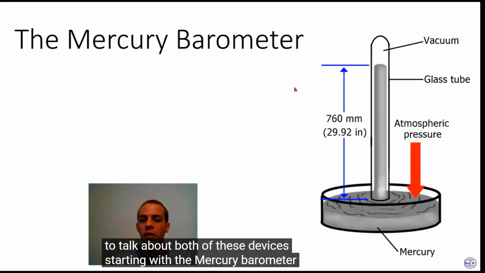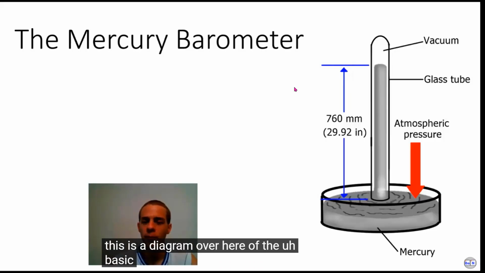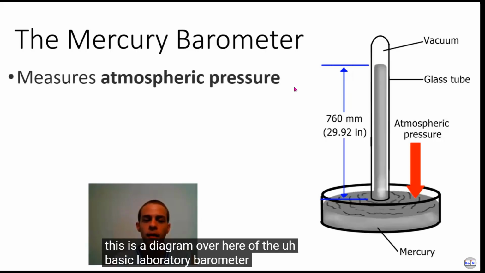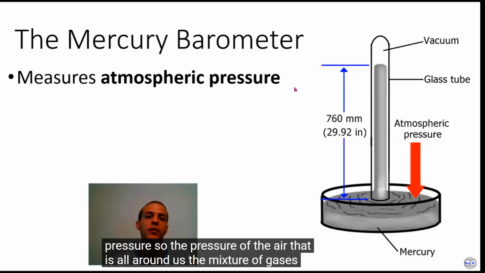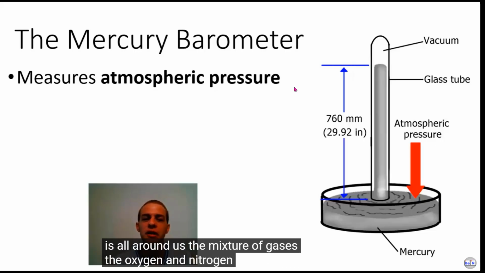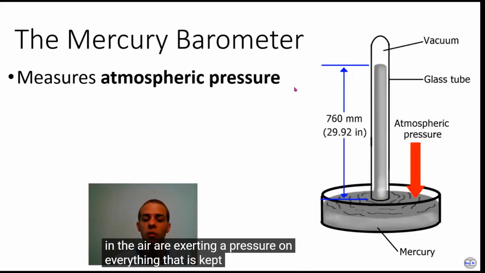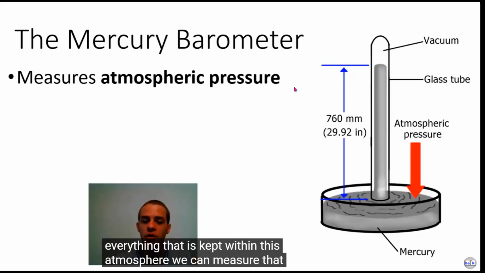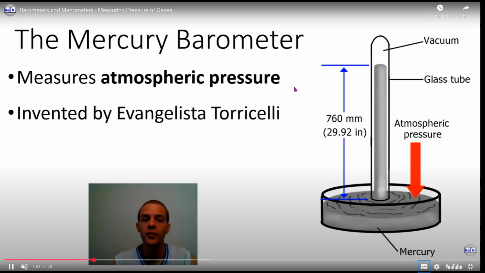Starting with the mercury barometer. This is a diagram of the basic laboratory barometer. The barometer is used to measure atmospheric pressure. The pressure of the air that is all around us is called the atmospheric pressure. The mixture of gases, the oxygen and nitrogen and argon and CO2 and all those other gases present in the air, are exerting a pressure. And this is how we can measure it.